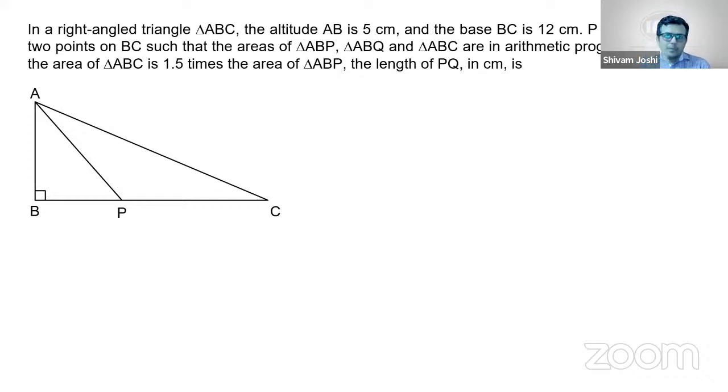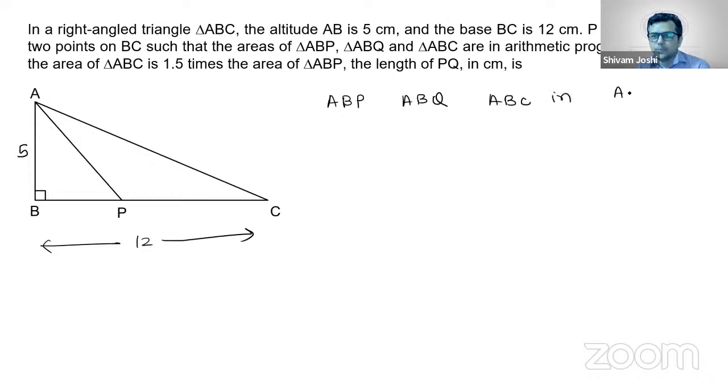In a right angle triangle ABC, the altitude AB is 5. This is 5. Base BC is 12. P and Q are 2 points on BC such that the areas of ABP, ABQ and ABC are in AP. If the area of ABC is 1.5 times the area of ABP, this is 1.5 times of this, right? If you take this as X, this is 1.5X.